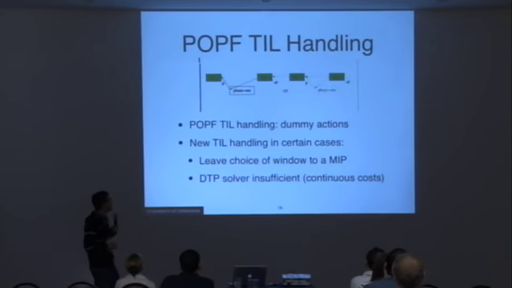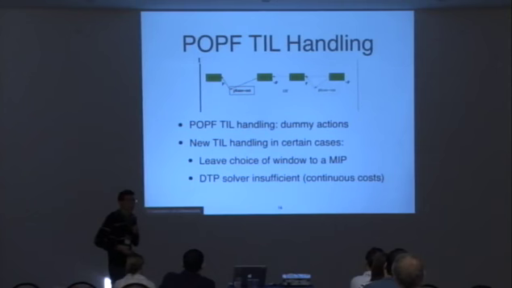And you imagine if this continues, you have a lot of different places where you can put this phase out action. That creates a lot of different sort of branches that you have to explore, a lot of places you have to search. So we leave the choice of which window to use to a MIP. And we can't just use some disjunctive temporal program solver because of the continuous costs in our problem.